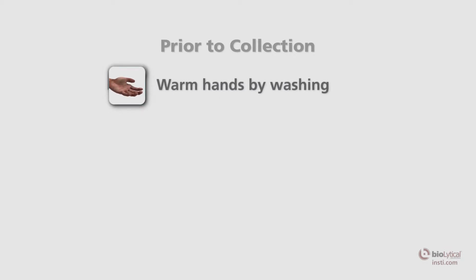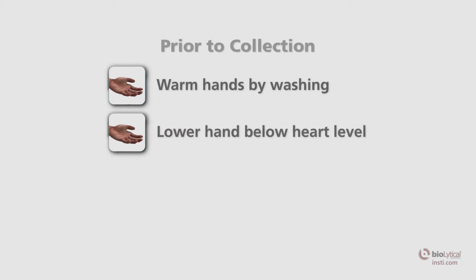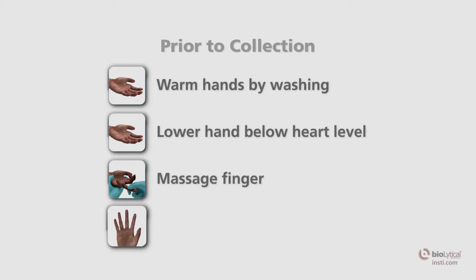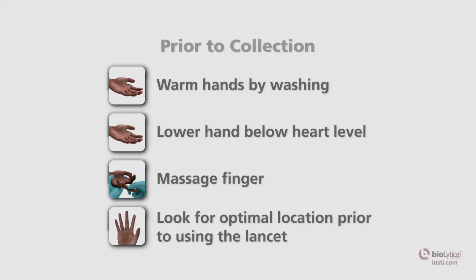Prior to collection, warm the hand by washing in warm water. Ensure the hand is fully dry. Lower the hand below heart level before collecting a drop of blood. Massage the finger with a downward motion several times before performing the fingerstick. Before using the lancet, look for a spot on the fingertip that is smooth, not calloused, and away from the fingernail. Fingerstick blood collection: collect the fingerstick sample using the capillary pipette.